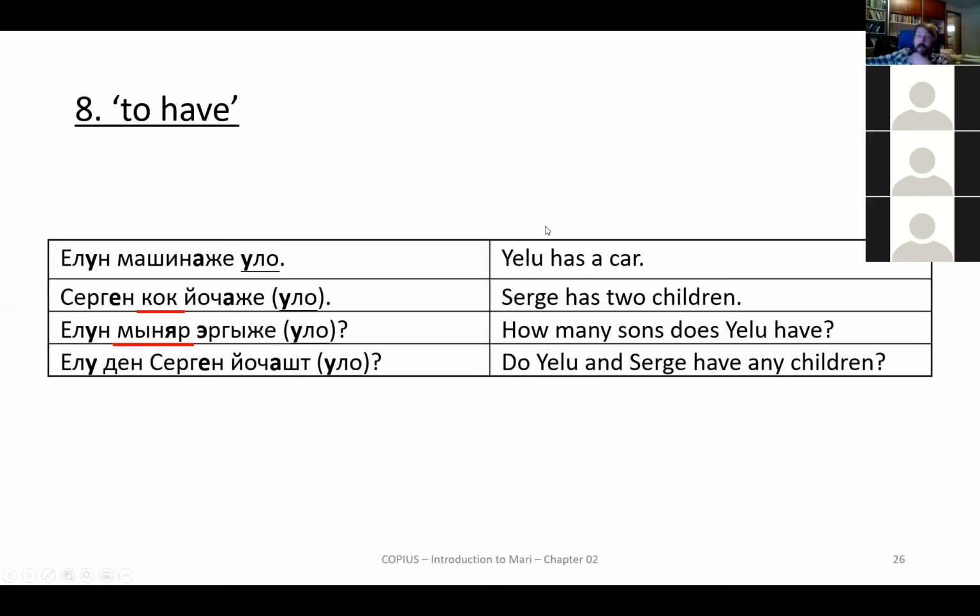Okay, I think I'll move on to the next topic unless there are any additional questions. I have a question, Jeremy. It's "Yeluden Sergen yochasht ulo." I just wonder, well, the English equivalent is children, and the Mari sentence has got a singular form. So does it make any difference, or do they mean plural even by using singular?